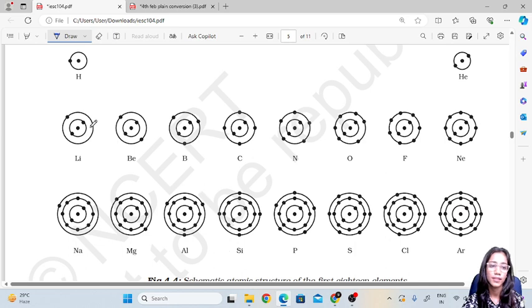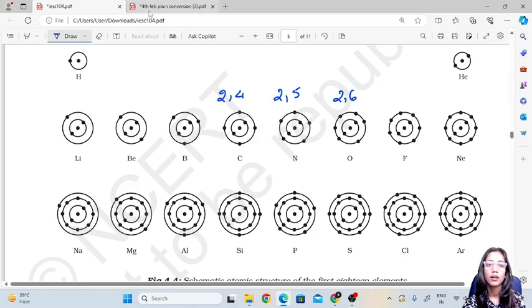Now let us see here. Lithium I have done. Now beryllium. This is the nucleus and these are the electrons. This is the K shell, this is the L shell. Beryllium's atomic number is 4, so 2 and 2. Boron, atomic number 5, has 2 electrons and then 3 electrons. Carbon is 6, so 2 and 4. Nitrogen is 7, so 2 and 5. Oxygen is 8, so 2 and 6. That way the electrons are filled.